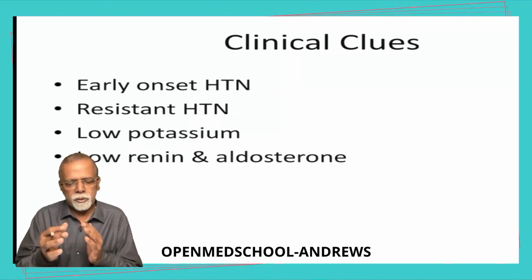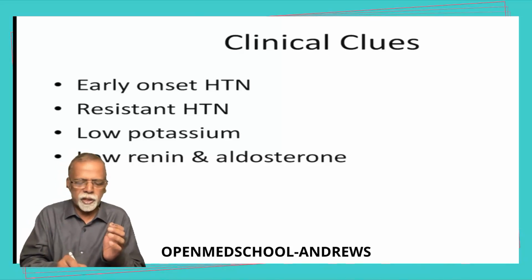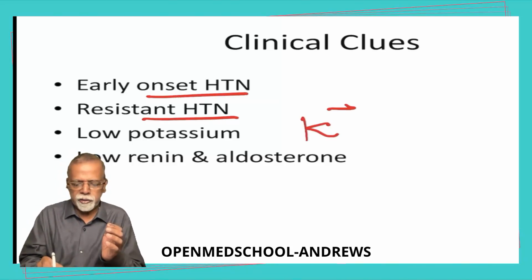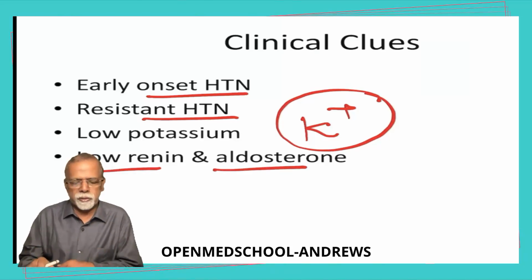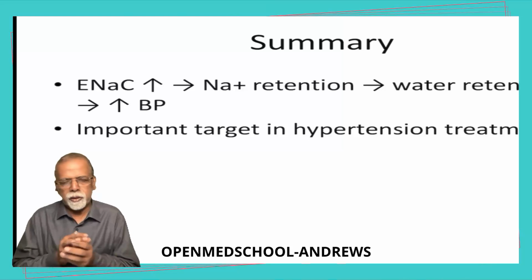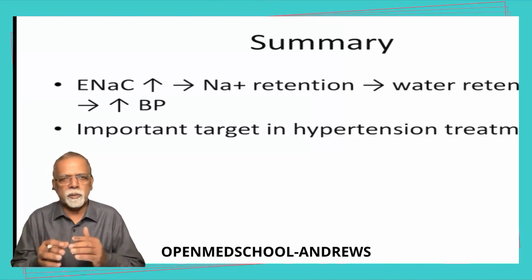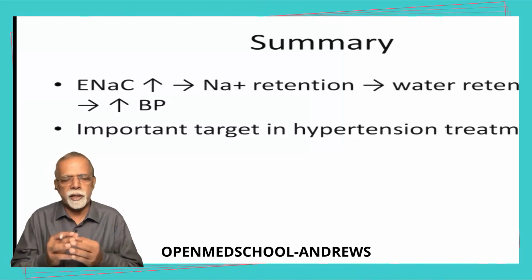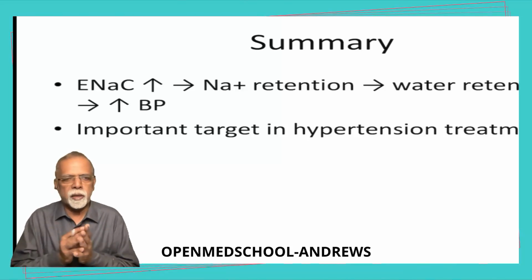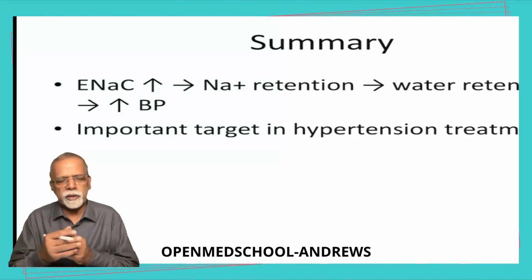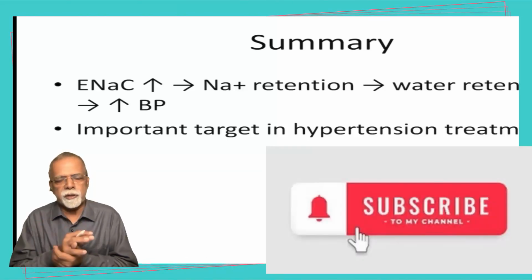So the clues to genetic causes are early onset hypertension, resistant hypertension, hypokalemia. That is a very important point to remember. Low renin, low aldosterone. So today we have discussed the monogenic theory, polygenic theory, hormone-related hypertension, and a few words on the epithelial sodium channel, how it affects sodium retention and hypertension in many cases of salt-sensitive hypertension.